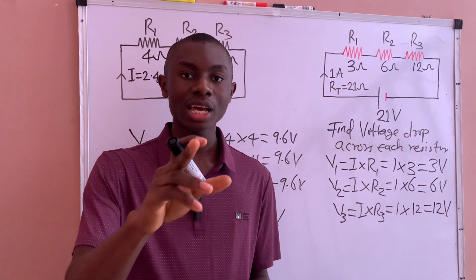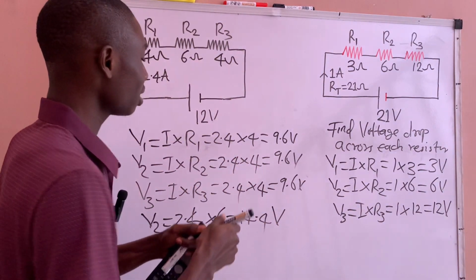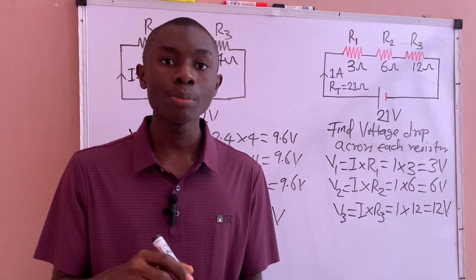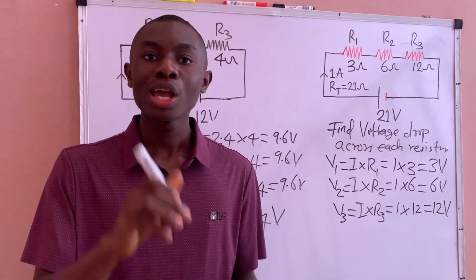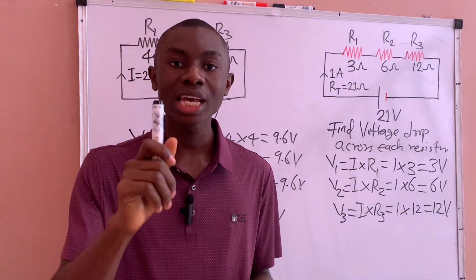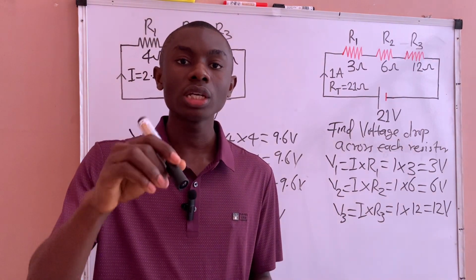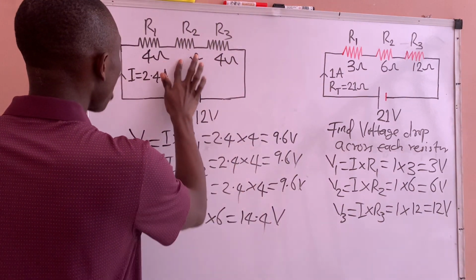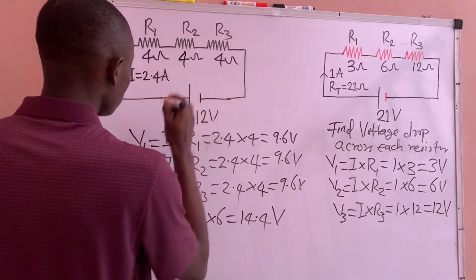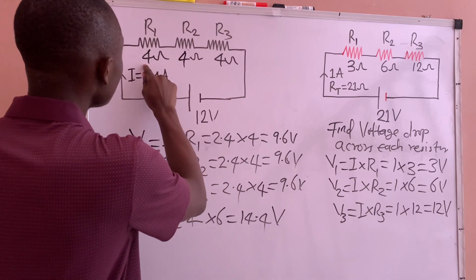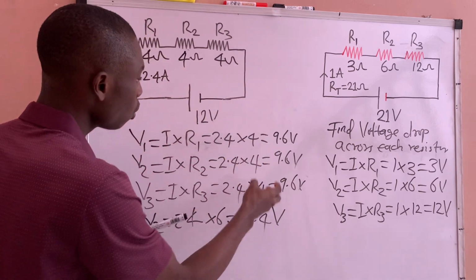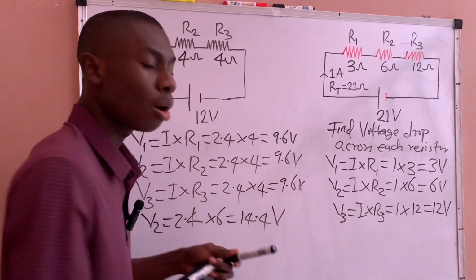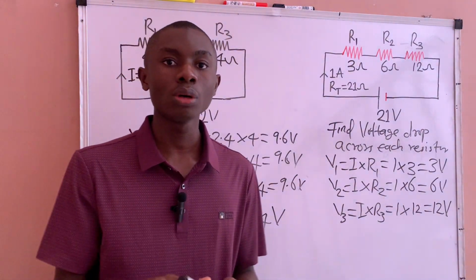Let me give you guys this formula. The same value of resistor is equal to the same voltage drop. If the values of the resistors are the same, the voltage that will drop across the individual resistors will be the same. From this circuit, when we have 4 volts here, you notice that the values of the resistors are the same, which means the voltage that drops across the individual resistors was the same.